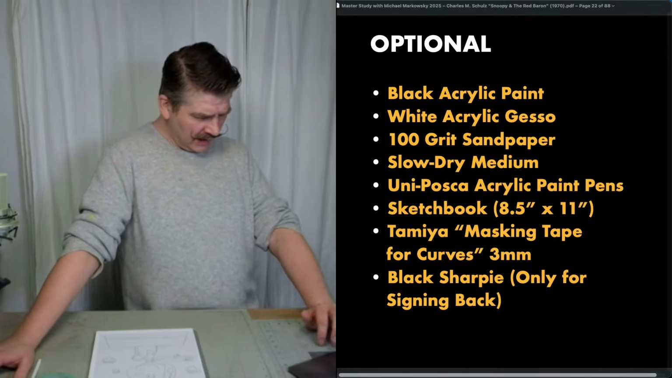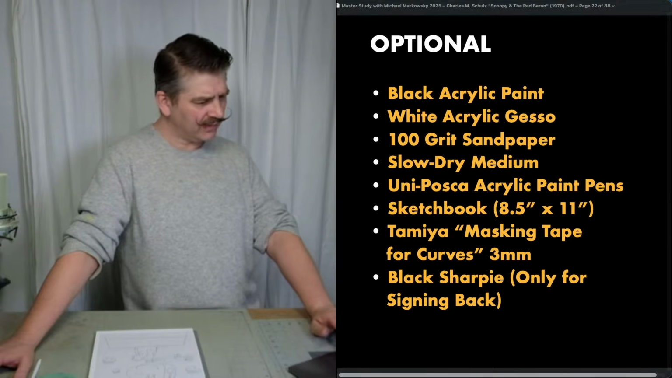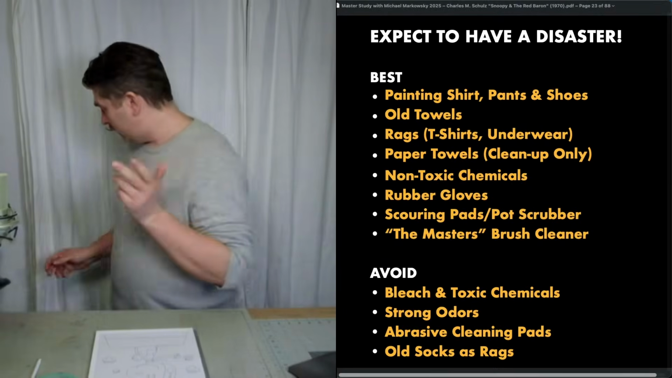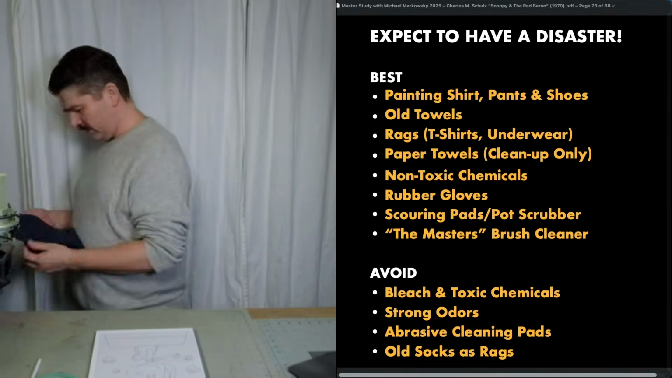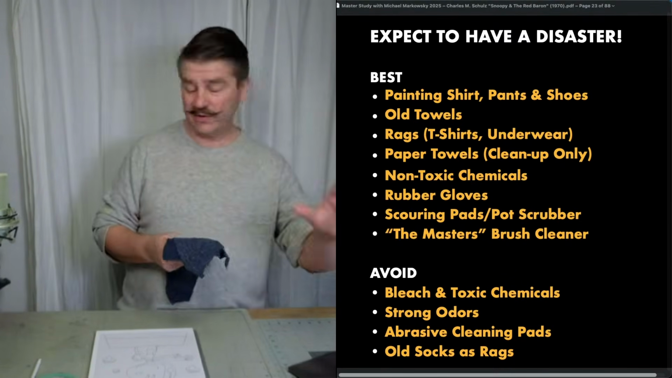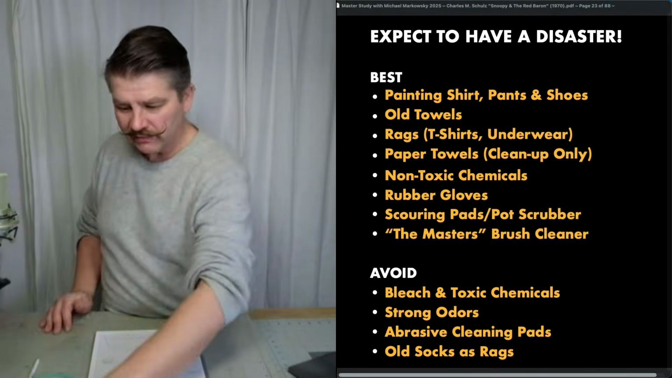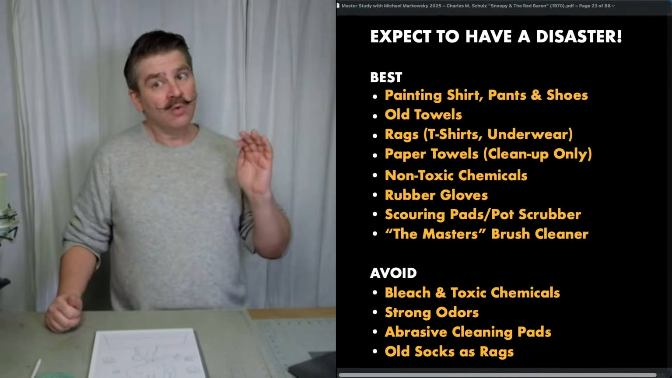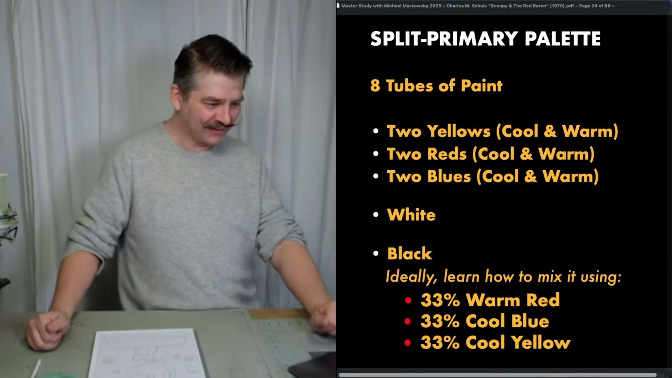Are we going to use any of this? Not sure. I might use some gesso. I was thinking about that, but we'll see. Next up, I always expect to have a disaster, and so I always have a rag or two on hand, and I literally put this here just to remind myself to get this ready. If you're ready to have a spill, you probably won't have a spill. If you're not ready to have a spill, you are going to have a disaster. It's just the way the world works.